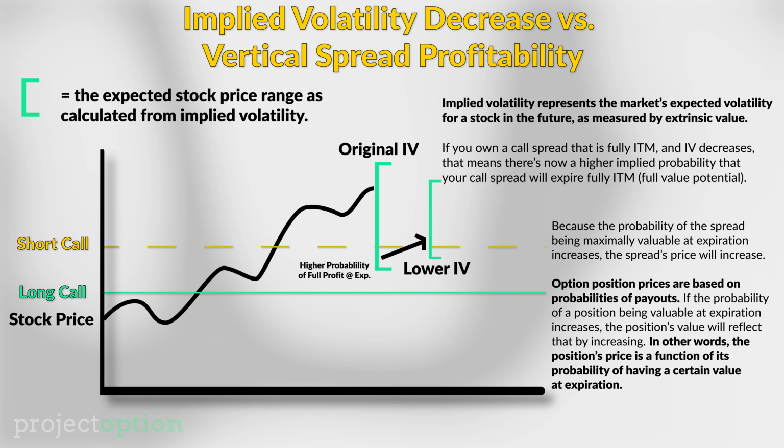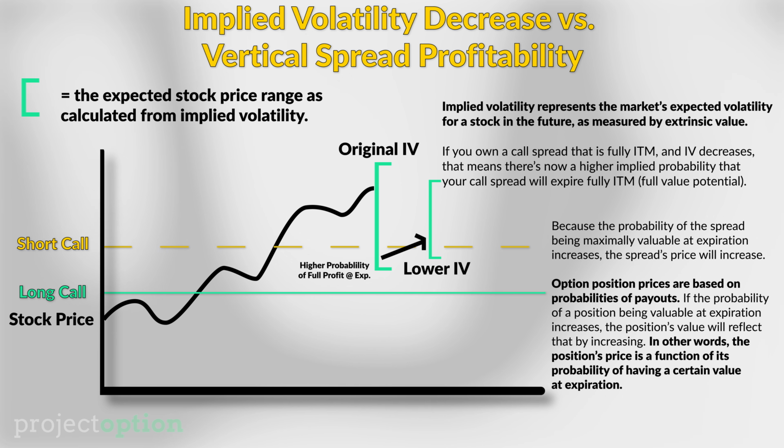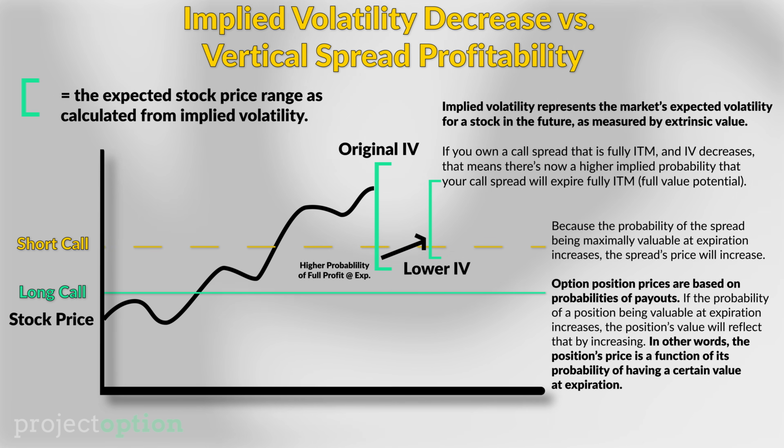So if you own a call spread, meaning you purchase a call spread, and the stock price is fully above your call spread strike prices, a decrease in implied volatility, meaning less extrinsic value in those options, means that there is a higher expected probability that the stock price will be somewhere around its current price in the future, which means that there is a higher implied probability that your in the money vertical spread will be in the money at expiration.